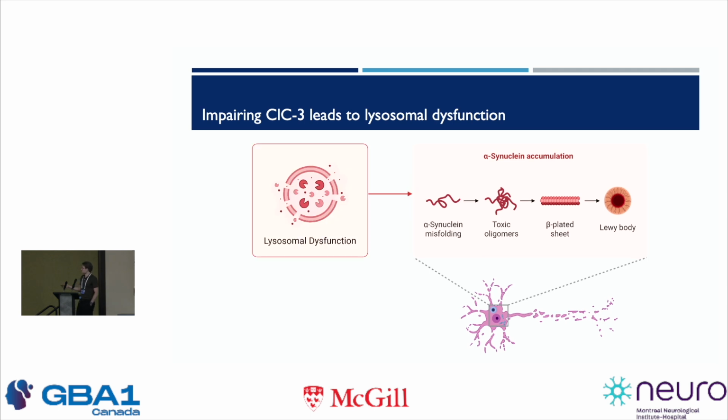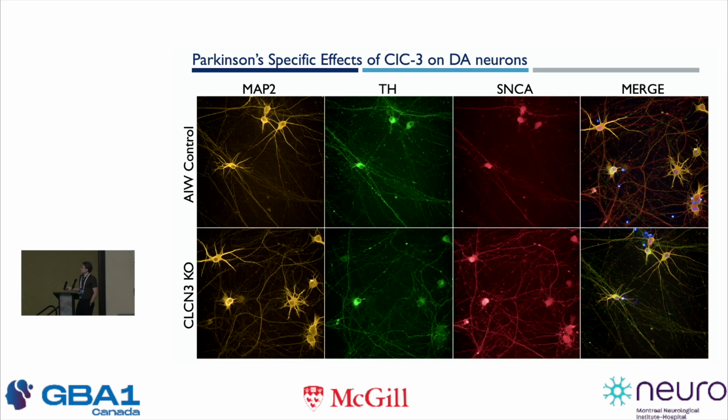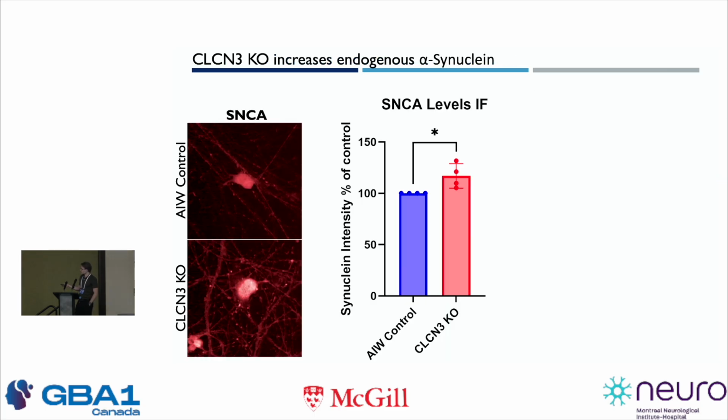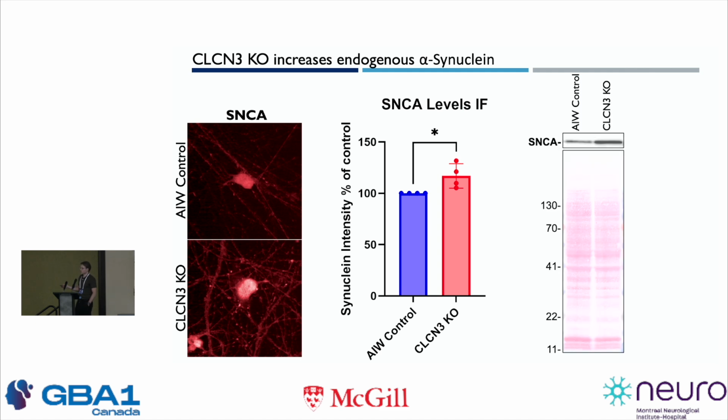But do we also see this change and accumulation of alpha-synuclein? Well, we turned back to our neurons and we did a stain for synuclein using an antibody, alongside a TH antibody, which is a marker for dopaminergic neurons, and a MAP2 antibody, which is a marker for general neurons. And if we zoom in on this one cell, we see that it is a dopaminergic neuron, as it's positive for TH. And when we look specifically at the synuclein staining, we see a drastic increase in the intensity when we knock out CLCN3. So this suggests that the endogenous levels of synuclein are increased when you knock out CLCN3, which is something we confirmed by Western blot.